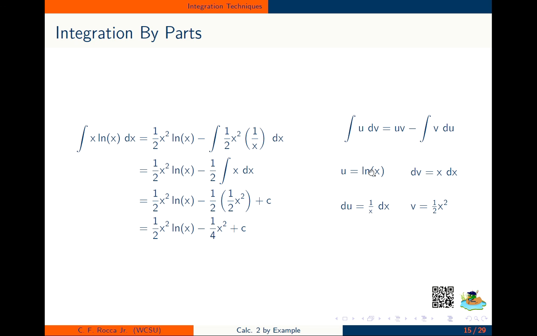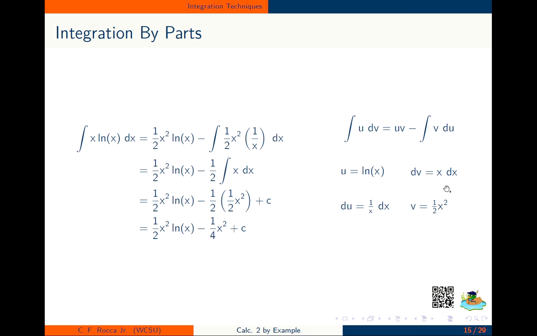And the tricky part is identifying the u and the dv, and you always want to pick u to be something that's easy to find the derivative of, that gets simpler when you take its derivative in a sense. And the dv always has to be something that is fairly easy to integrate. If I had picked dv to be natural log of x, that would have been really hard.